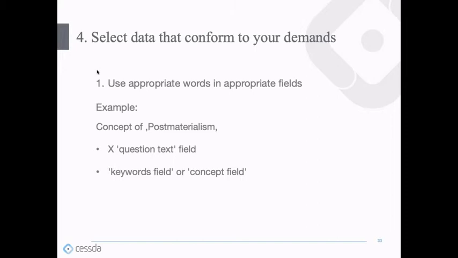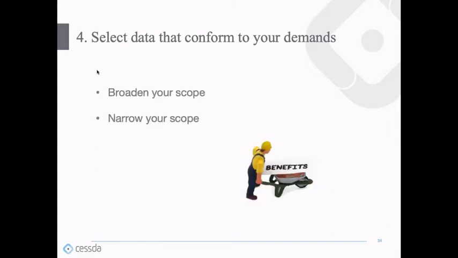Items dealing with postmaterialism usually ask respondents about particular attitudes, for example, agreement with the statement, people should have more say in important political decisions. Thus, you should look for postmaterialism in the keywords field or concept field, or try to find other keywords that will be useful in searching. It's useful to use the Thesaurus.